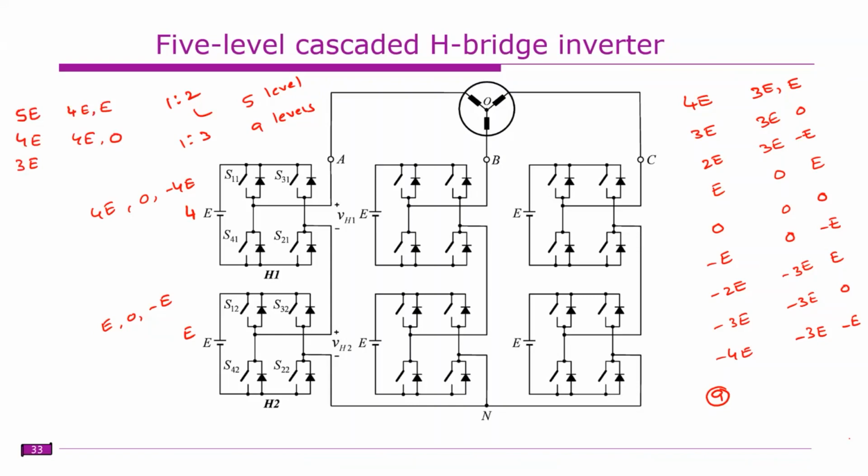We can do 4E and minus E to get 3E. So how to get 2E? This will generate 4E, 0, minus 4E only, and this will generate E, 0, minus E. There is no 2E here. With additive or subtractive combinations only, we have to get the voltage. How to get 2E? Not possible.